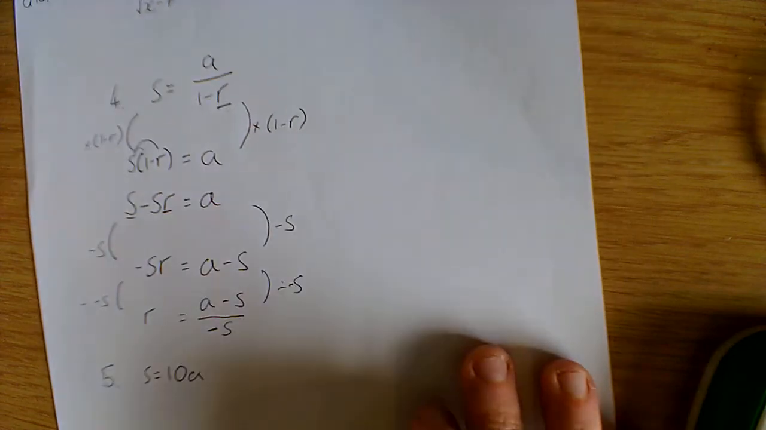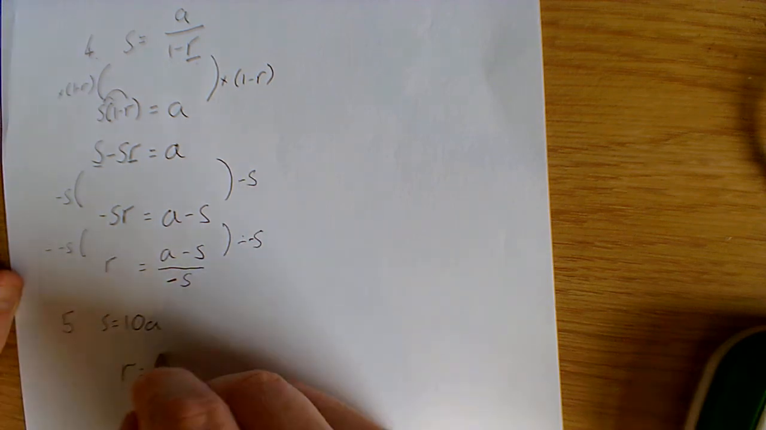So what we're going to need to do is actually substitute s equals 10a into what we've got here. So if we had r equals a minus s divided by minus s, we need to substitute in s is 10a. So we've got r equals a minus 10a, because we've got an s there, we've substituted in 10a, so we've got a minus 10a, and that is divided by minus 10a. So again, we've got an s there, and that's 10a.